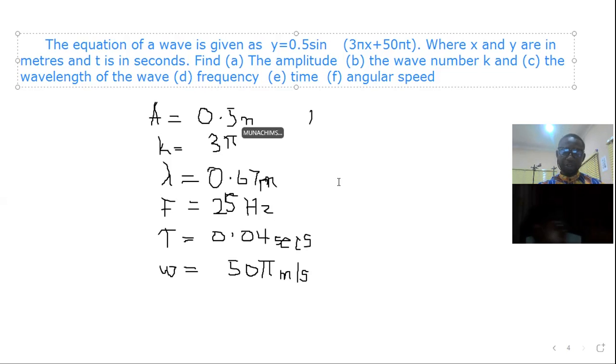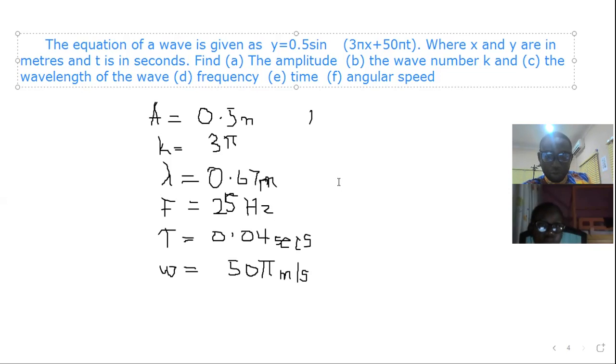Now you might need to remove that pi to make it 50 times 3.142. Because if it's in pi, it's most likely going to be in radians. So I would appreciate you make it 50 times 3.142 so you can have your answers in meters per second squared.